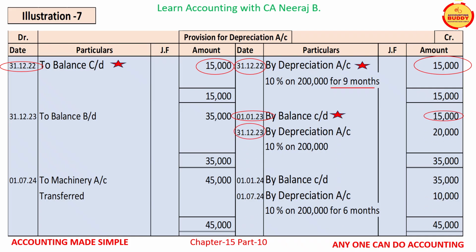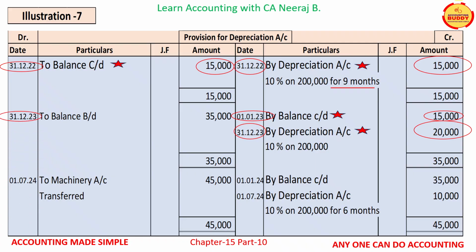On 31st December 2023, depreciation for the financial year for $20,000 is posted on the credit side of the account by writing the words by depreciation account. Depreciation of $20,000 at the rate of 10% on the cost of the machinery is provided for the full year.